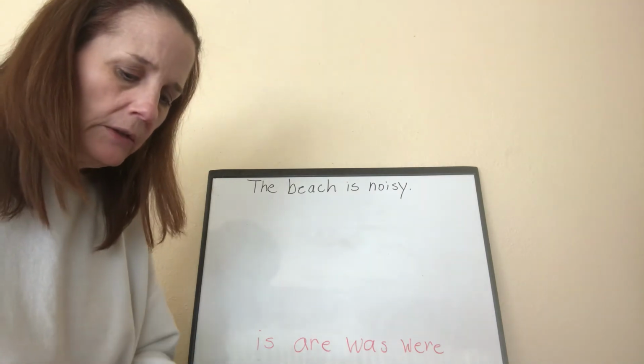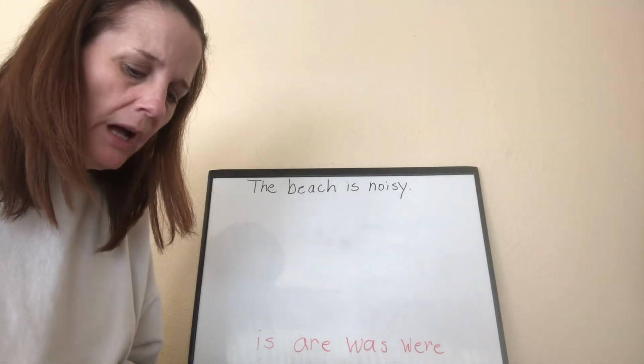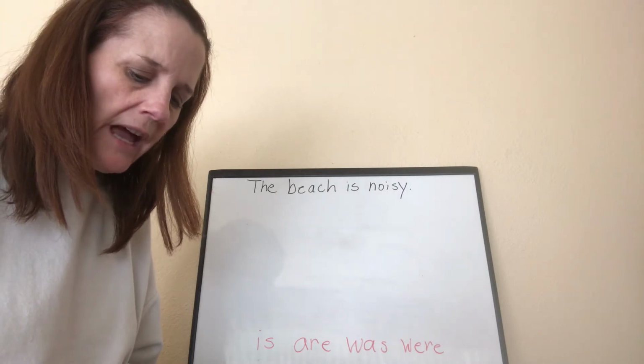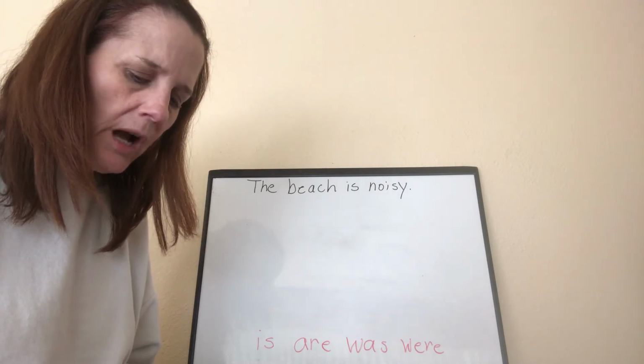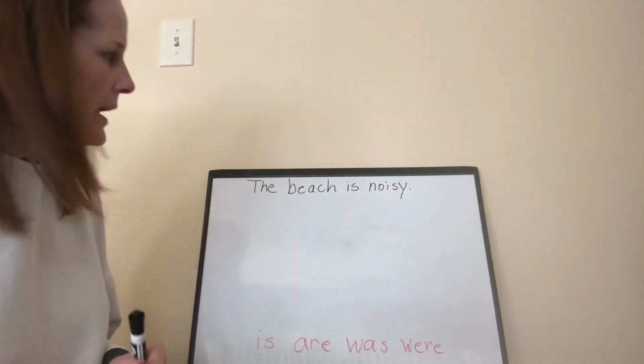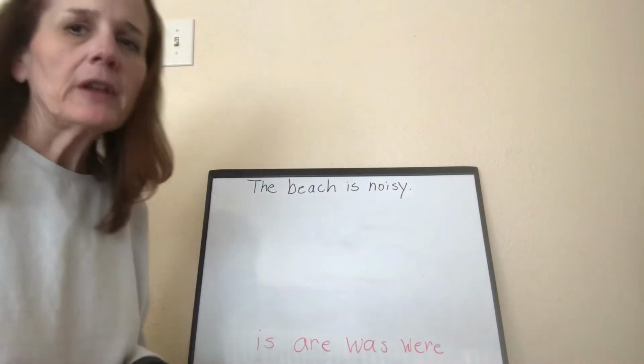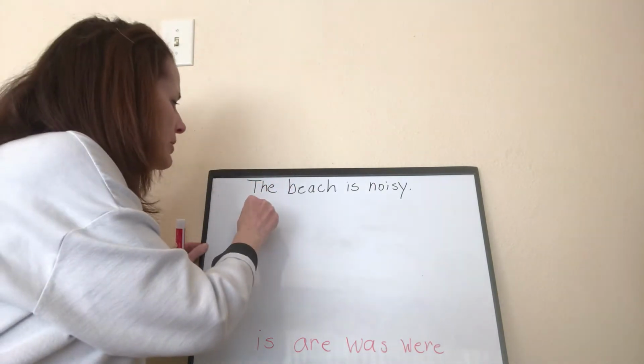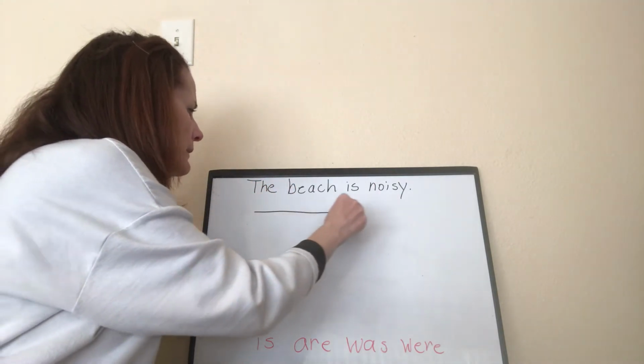So let's go ahead and continue reading. A subject complement tells more about the subject of the sentence. An adjective can be a subject complement. So let's go ahead and take a look at this sample sentence right here. The beach is noisy. To diagram it, I'm going to go ahead and draw my horizontal line.